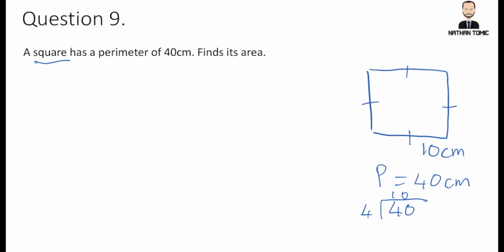Now that we know the side measurement, we can find our area. So area equals length times width. With a square, they're the same, so it's equal to 10 times 10, which of course is equal to 100. Don't forget the unit, and don't forget the squared. So this square, which has a perimeter of 40 centimetres, will have an area of 100 centimetres squared.